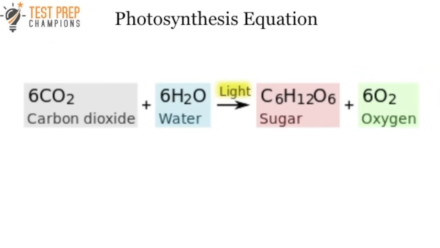The next topic that I want to talk about is photosynthesis, which is another important topic that a lot of people say comes up on their tests. Since we just talked about chemical reactions, I think it's fitting to start with the equation for photosynthesis. It's 6 CO2 plus 6 H2O, which react in the presence of light to give us sugar and oxygen. So carbon dioxide reacts with water in the presence of light to give us sugar and oxygen.